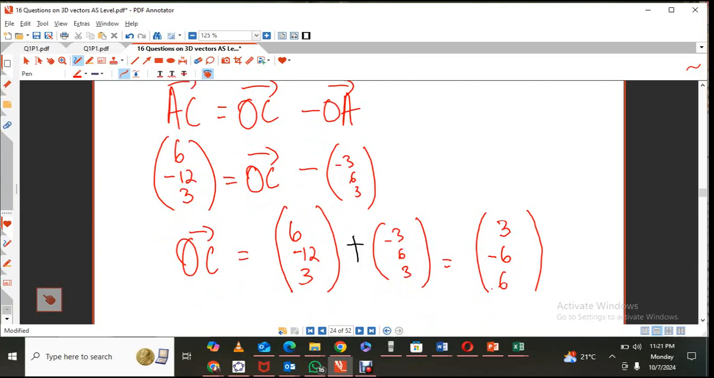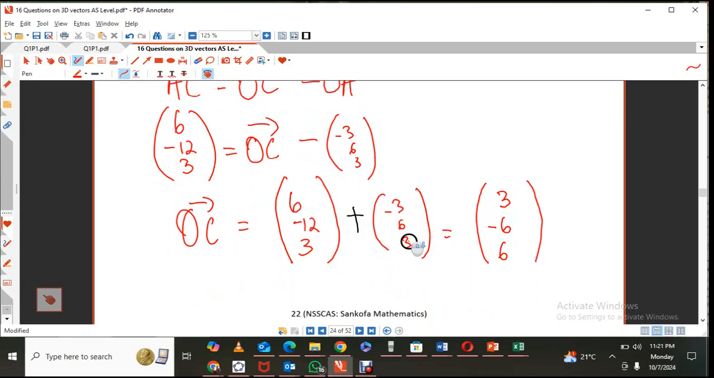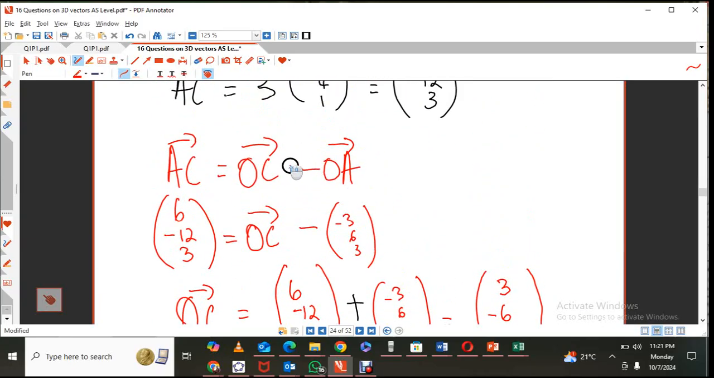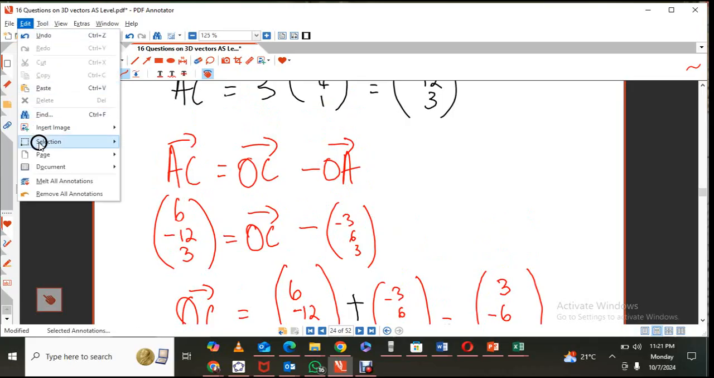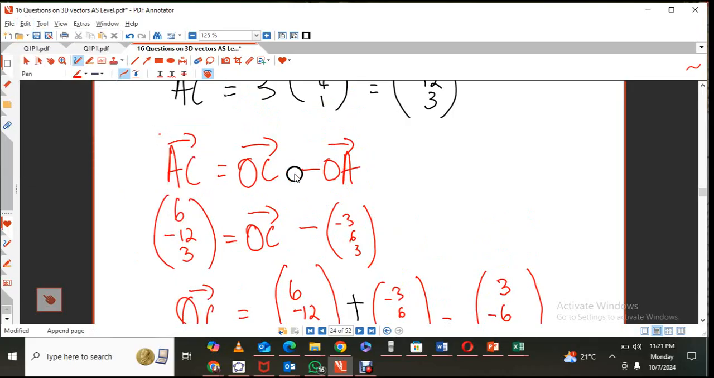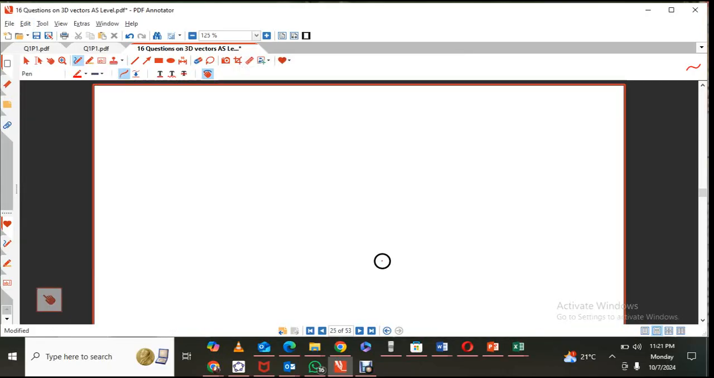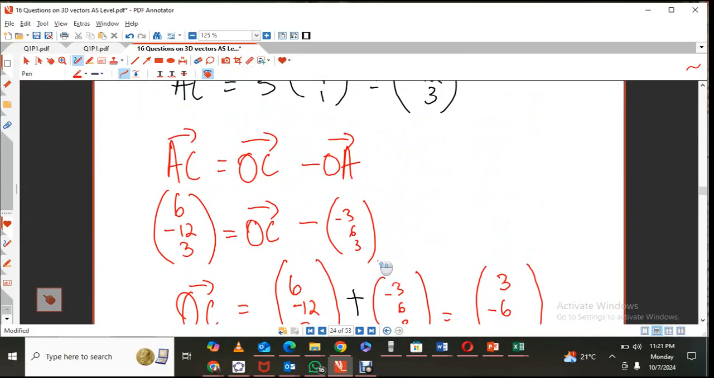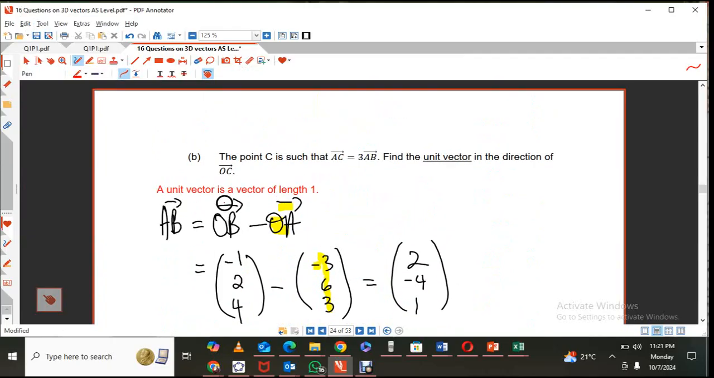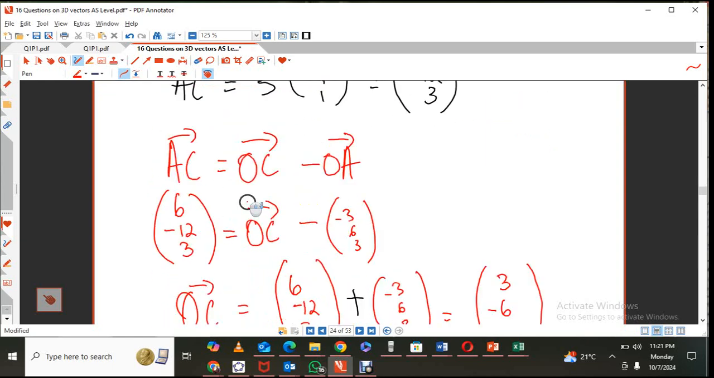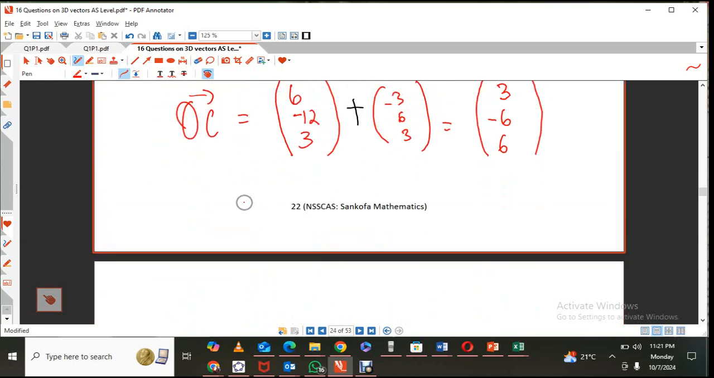Okay, now that I have that, now I can actually answer the question. Remember from my previous work, the steps that you can make this a unit vector. The first thing, when you get questions like this, find the unit vector in the direction of OC. So now we know OC, now we find the magnitude of OC. So we say, find the magnitude of OC.